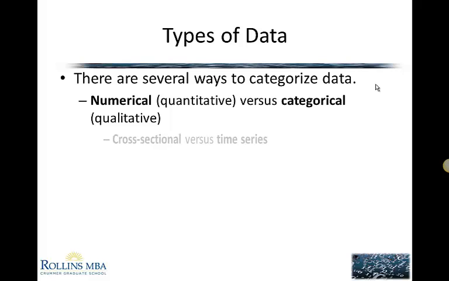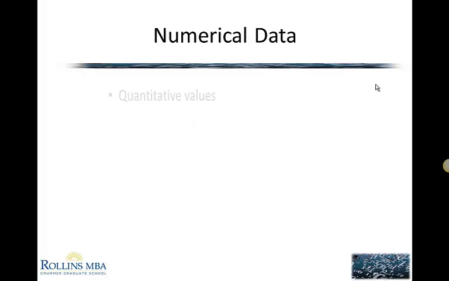Another approach that's often used is to think about data as being cross-sectional versus time series data. Now, cross-sectional versus time series is a totally different way of considering data types compared to numerical versus categorical. So numerical data could be either cross-sectional or time series, and categorical data could be either cross-sectional or time series. So they're two different ways of parsing out different types of data. And we'll briefly look at each of these.